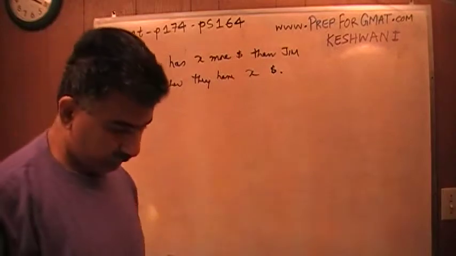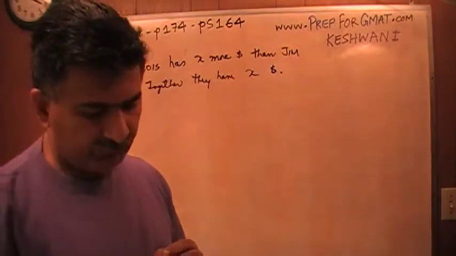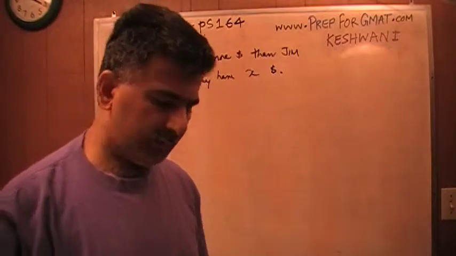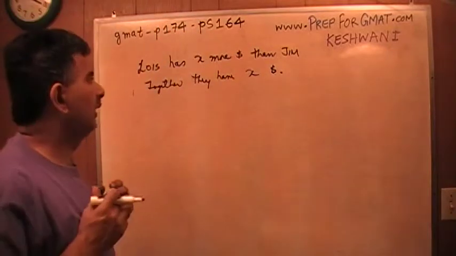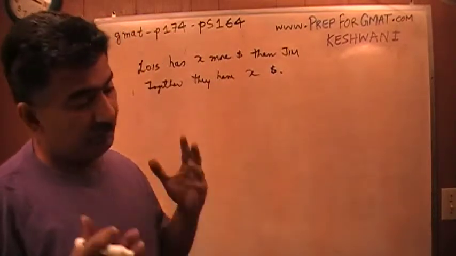That wasn't much of an improvement, was it? Anyway. What is the question asking? Which of the following represents the number of dollars that Jim has? There are two ways I can solve this problem. Since this is an algebraic problem, there are two ways of solving it.